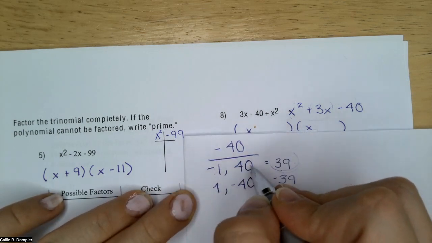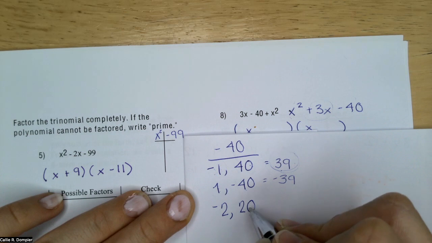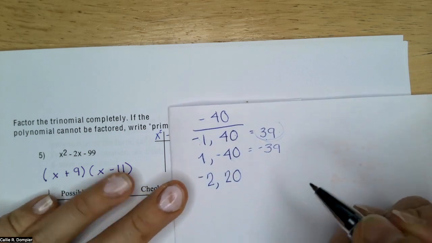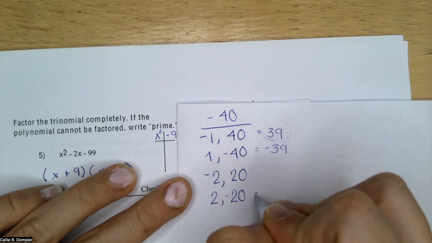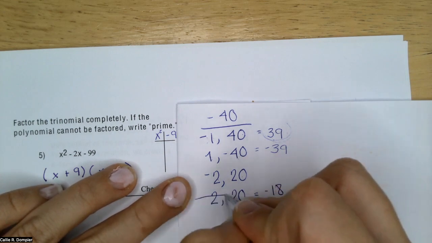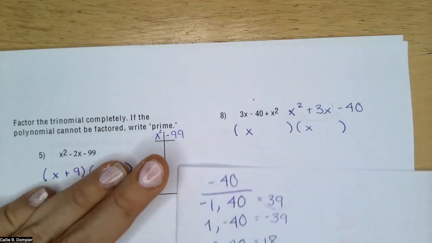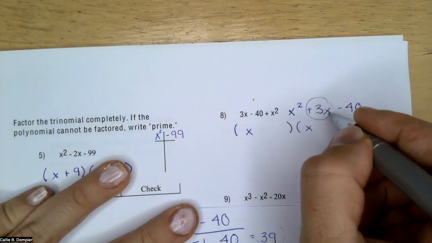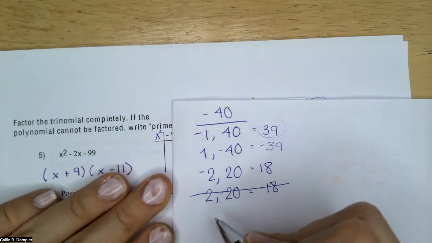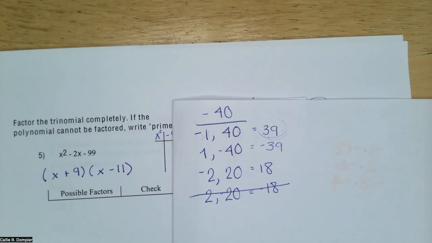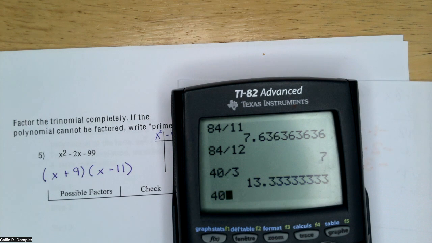Negative 40, negative 1 and 40, negative 2 and 20, right? 20 times 2 is 40. Again, we could write 2 and negative 20, but that's going to give us a negative 18, and we don't want negatives. We want this number to be positive. We specifically want it to be a positive 3. So here's our 1, 2. Can you take 40 and divide it by 3? No. Can you take 40 and divide it by 4?